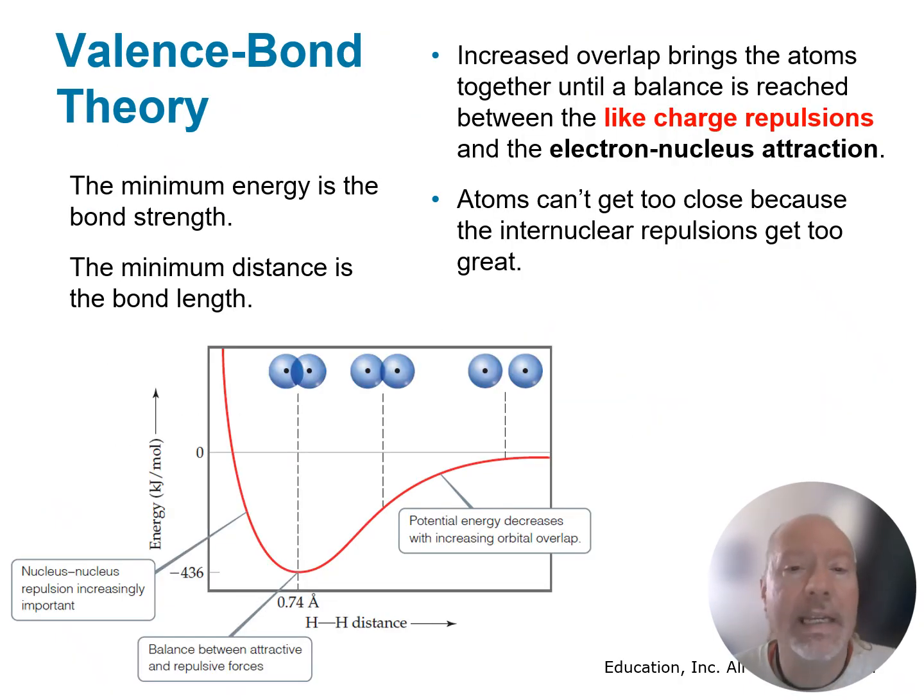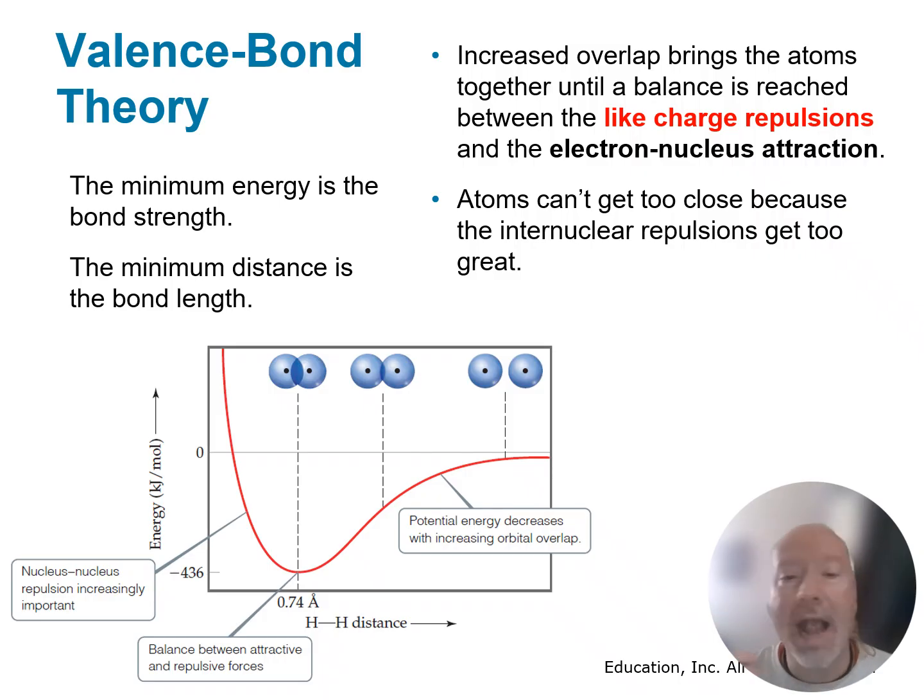Valence bond theory, there's a reason for this overlap, and this overlap is going to help us reduce energy. And we know that like charges, positive and positive charges, repulse. We know that electron charges repulse. We also know that electrons can pair up, and we also know that the protons in the nucleus attract the electrons that are in the farthest region of each atom.